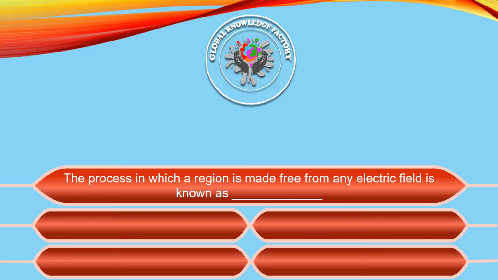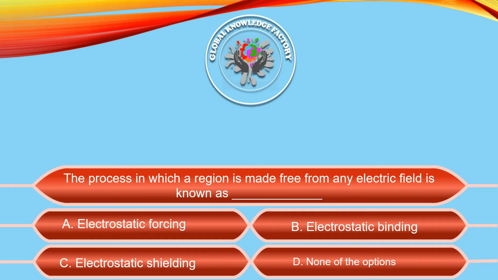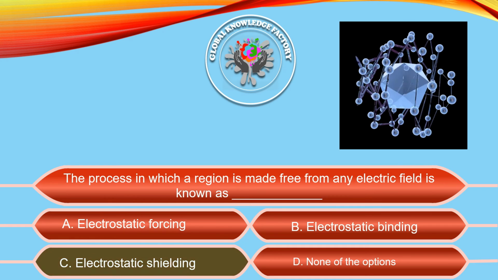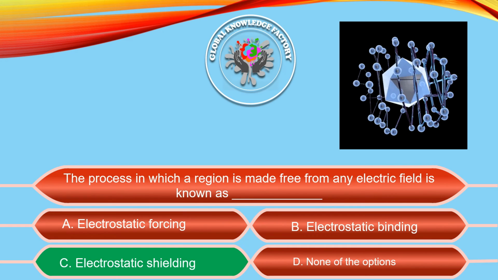The process in which a region is made free from any electric field is known as: A. Electrostatic forcing, B. Electrostatic binding, C. Electrostatic shielding, D. None of the options. Answer is C. Electrostatic shielding.